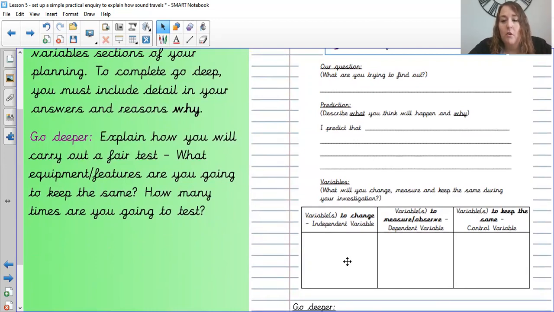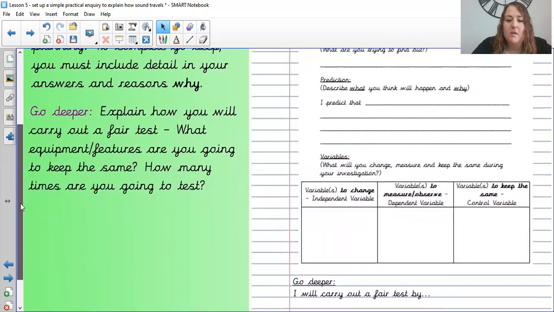And then your control variable. To keep it a fair test almost, what do you need to keep the same? Would it be fair if you were testing it from one side of the playground to the other, and then one person stood all the way on the astro, for example? That kind of leads into your Go Deeper then.